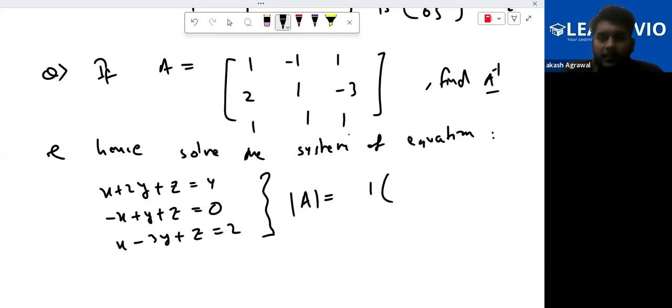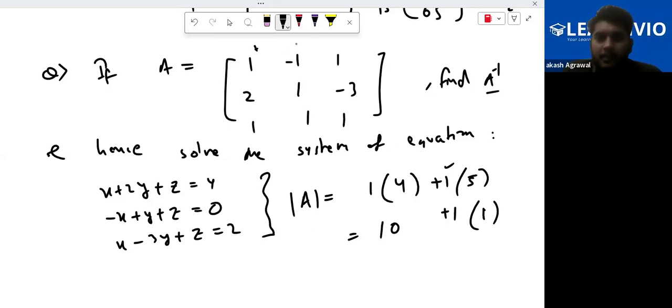So 1 times 1 plus 3, so it is 4. Plus 1 times 2 plus 3, 5. Plus 1 times 2 minus 1, so 1. So we have 4 plus 5, 9 plus 1, 10. I took the 5 as negative. Yes, you forgot this is plus minus plus, right? So minus minus becomes plus.